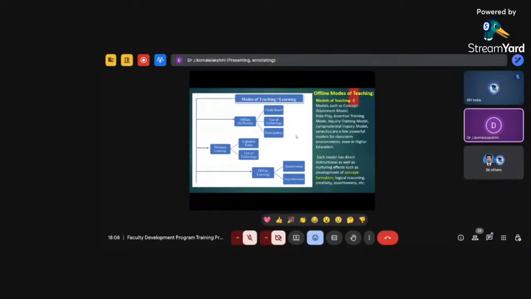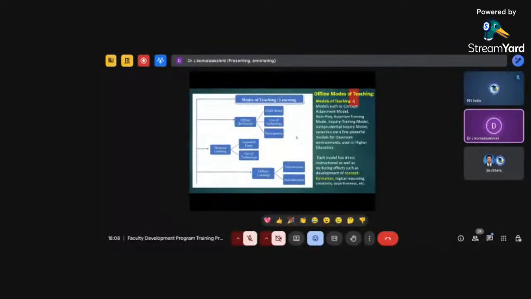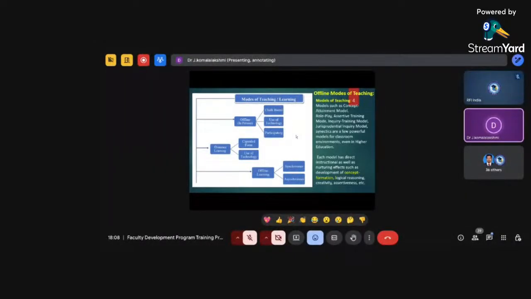So in these modes of teaching, we are shifting from offline to online. In offline also, we will be having one-on-one classroom teaching, chalkboard, use of technology, and participatory methods. And then in distance learning also, now it is around distance university, digital university comes into play. It is not distance education, it is digital university. So digital university comes into play in NEP as well.